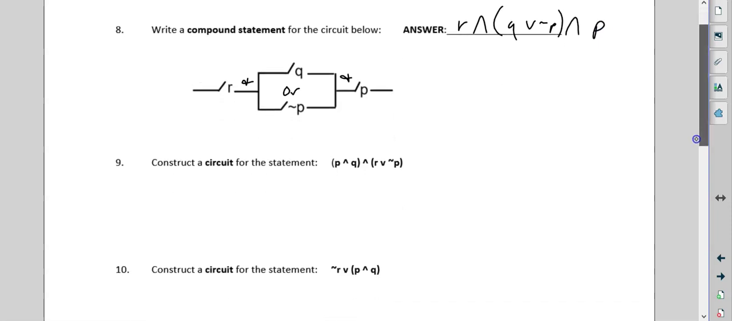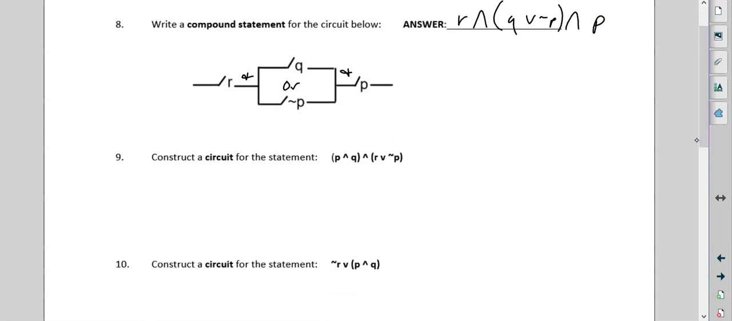Now we're going the opposite direction. So we have an and here. We have an or here, an and. So we start off with P and Q. So we just draw a line like that. That's P and Q.